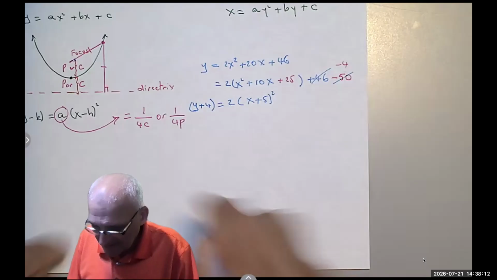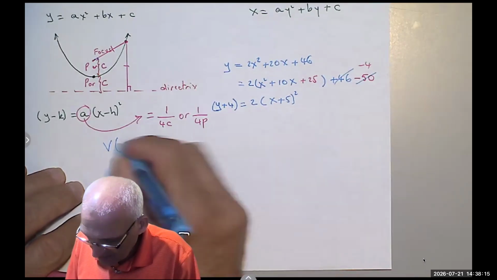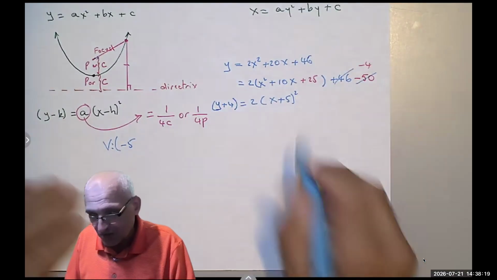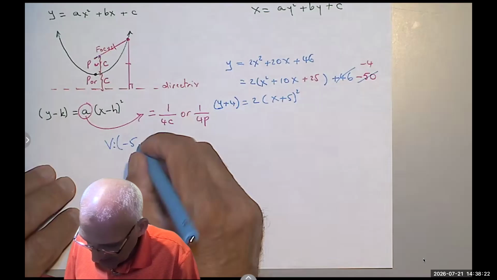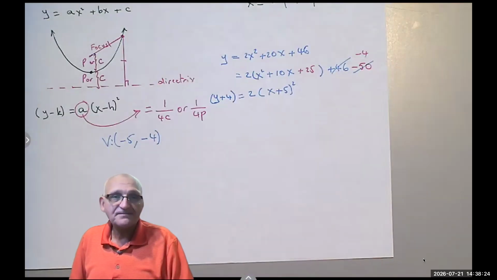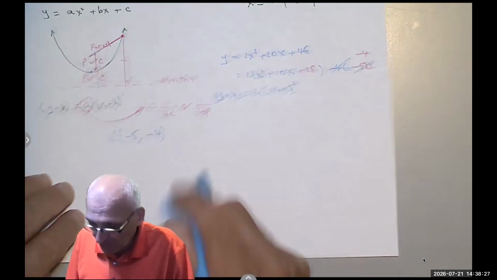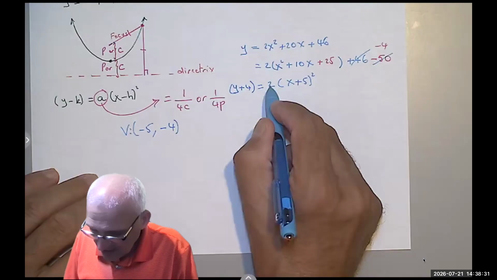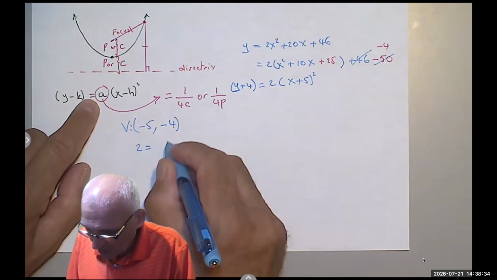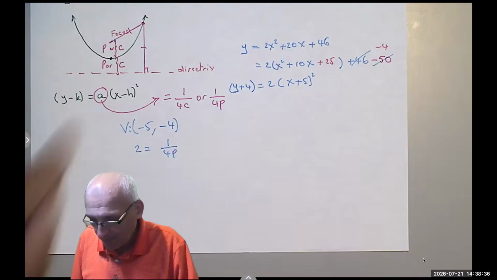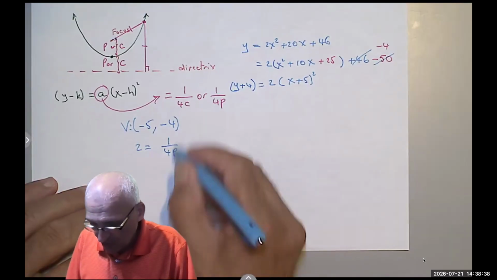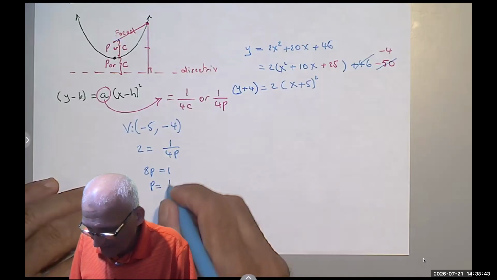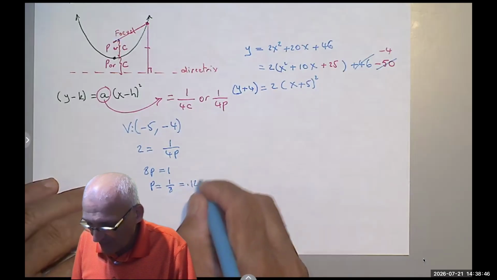I know the vertex. So the vertex would be -5 for the x. Notice the x is in the square, not this. And -4. That's the vertex. Also, I need to find p or c. So I'm going to say a, which is 2, equals 1 over 4p. I'll do the cross, so I get a p equals 1, or p equals 1/8, which is 0.125.